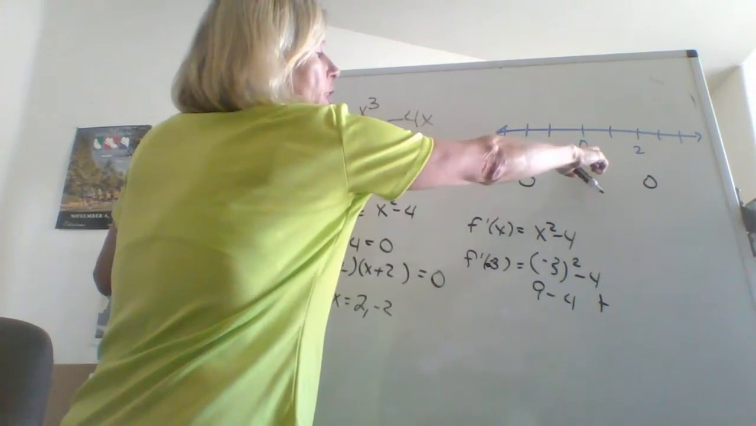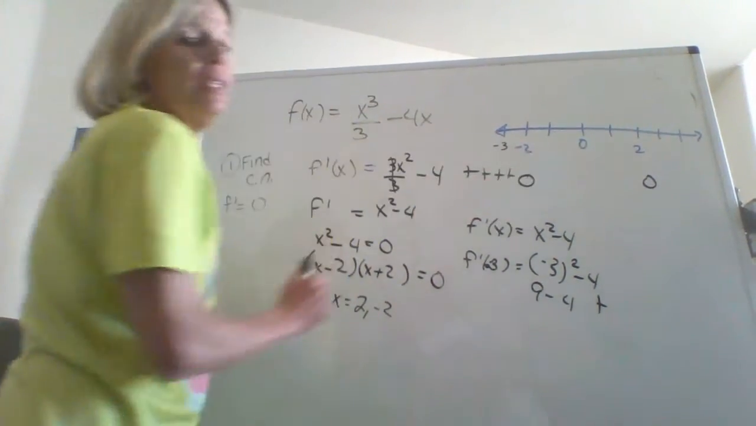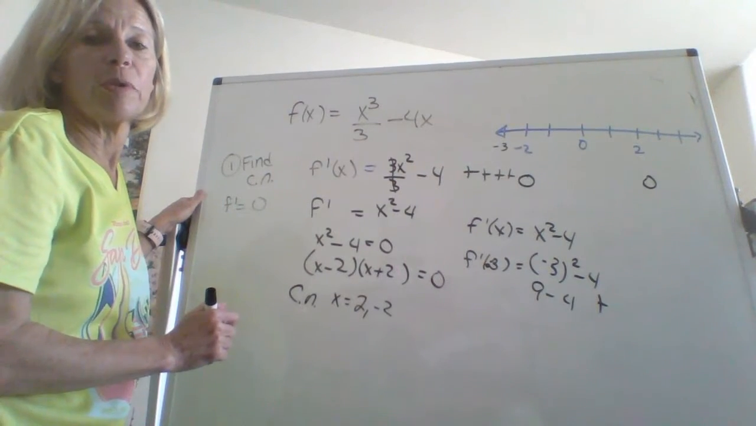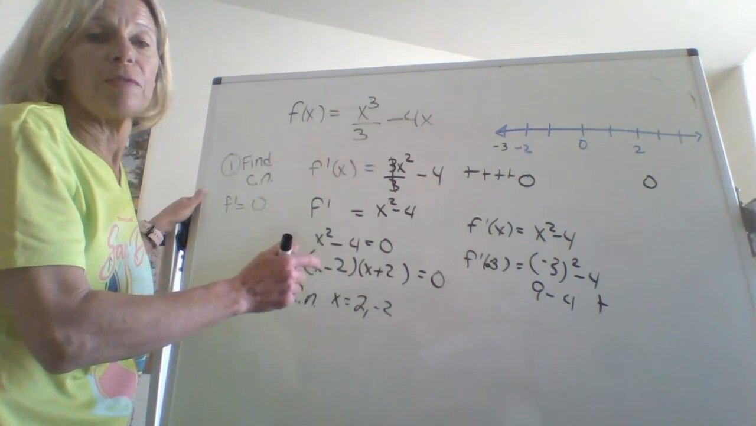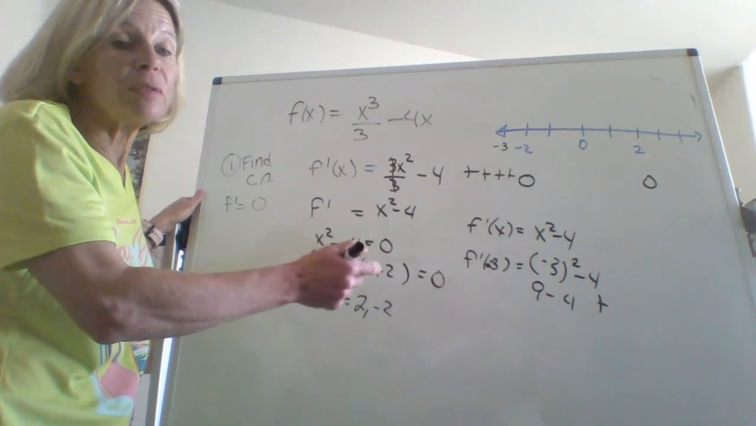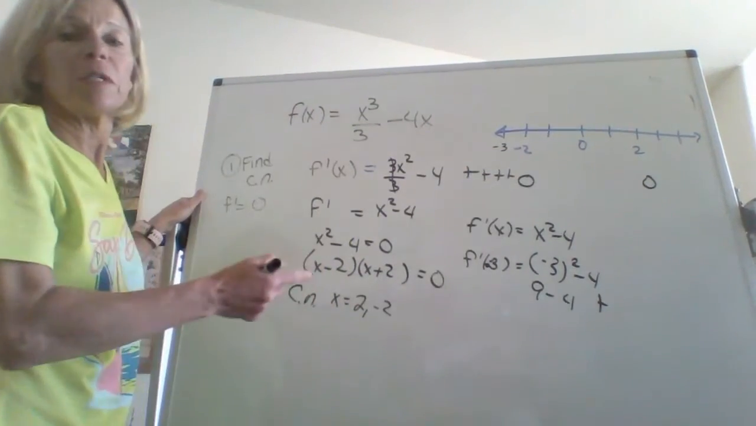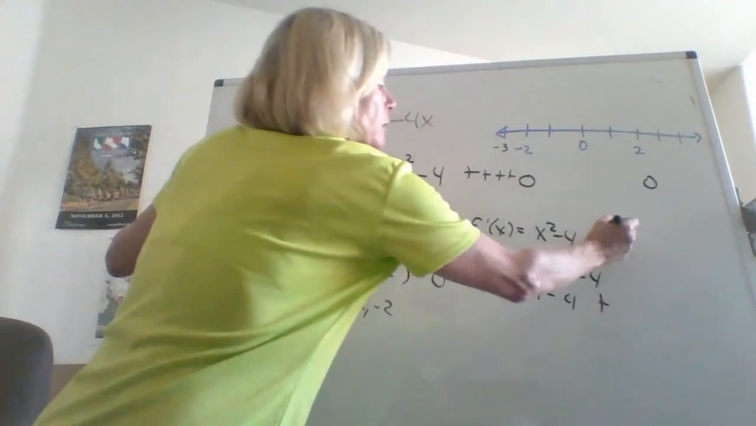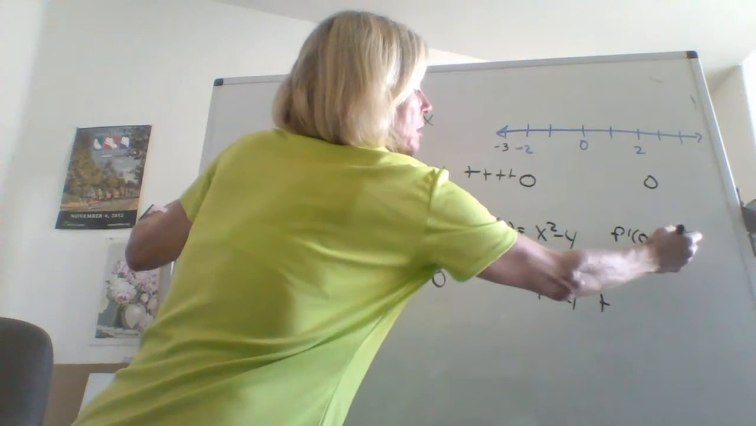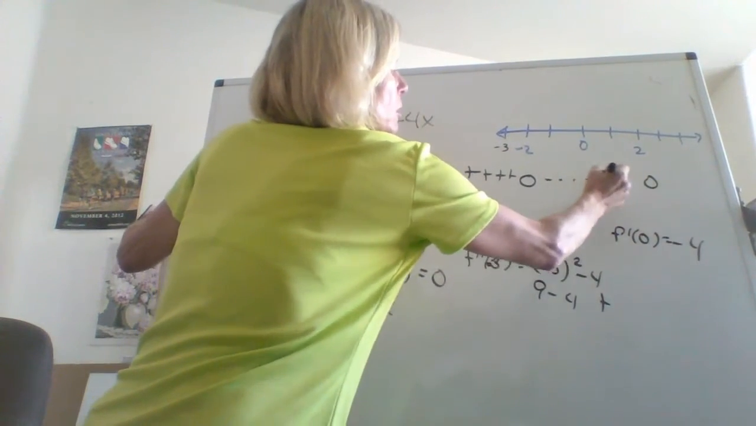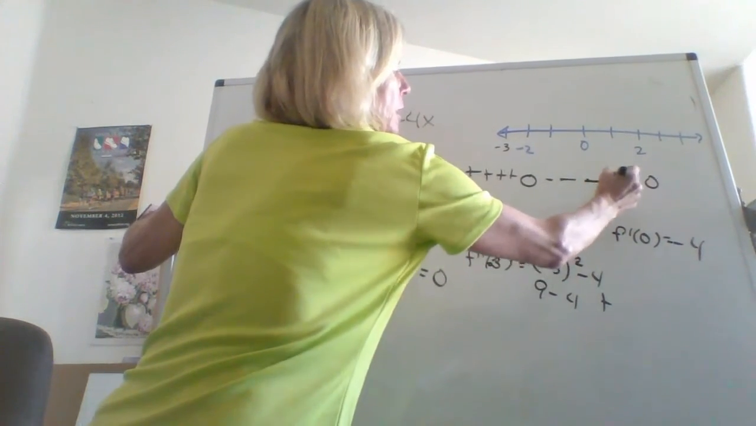I'm going to check 0. 0 is the easiest number I can choose between negative 2 and positive 2. You don't have to choose 0. You can choose any number in this interval, but I'm trying to make my life a little simpler. So f prime of 0 is negative 4, which is negative.